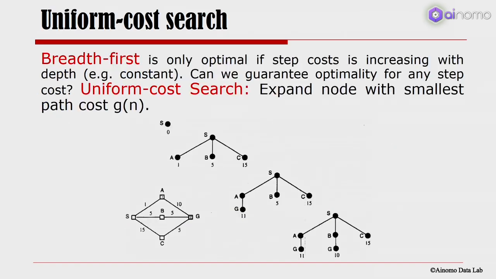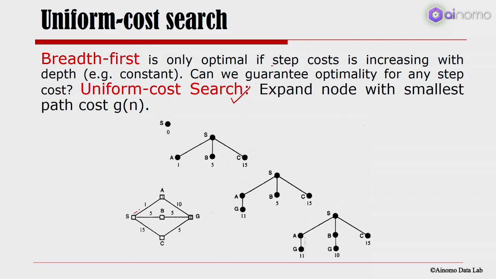Next, we concentrate on something called the uniform cost search. If you remember, breadth first is optimal only if step cost is constant or increasing with depth. Can we guarantee optimality for any step cost? For that, we look at the uniform cost search. We expand the node with the smallest path cost.